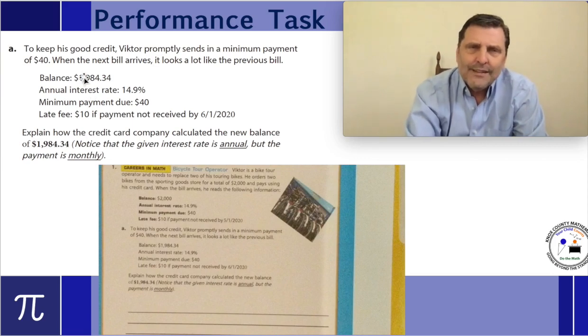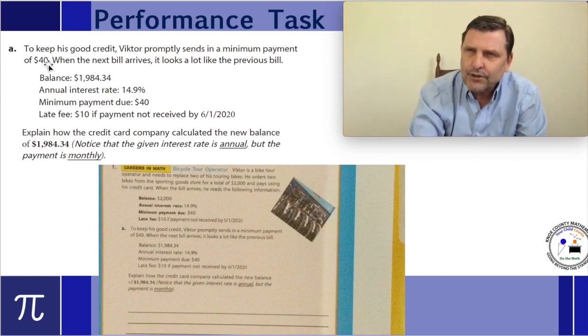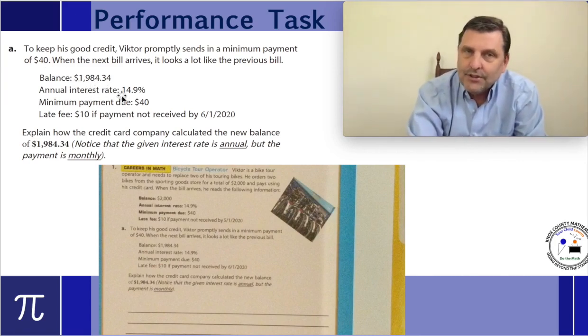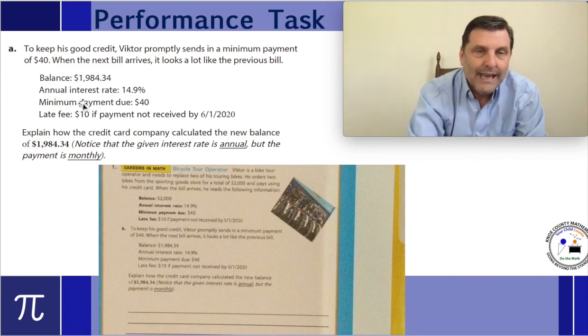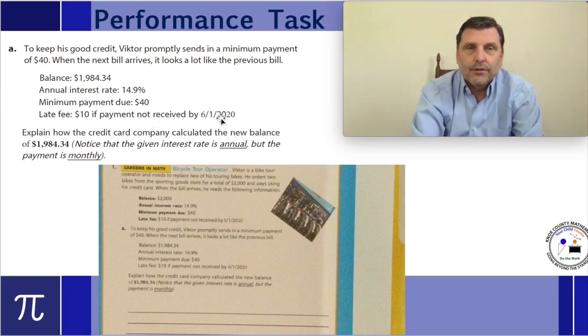The balance is now $1,984.34. That's odd because he paid $40, so it looks like it'd be $40 taken from that $2,000, which is $1,960, but no, it's $1,984. Still has the annual interest rate. Now he has a minimum pay of $40, but he gets a late fee if not received by June 1st.